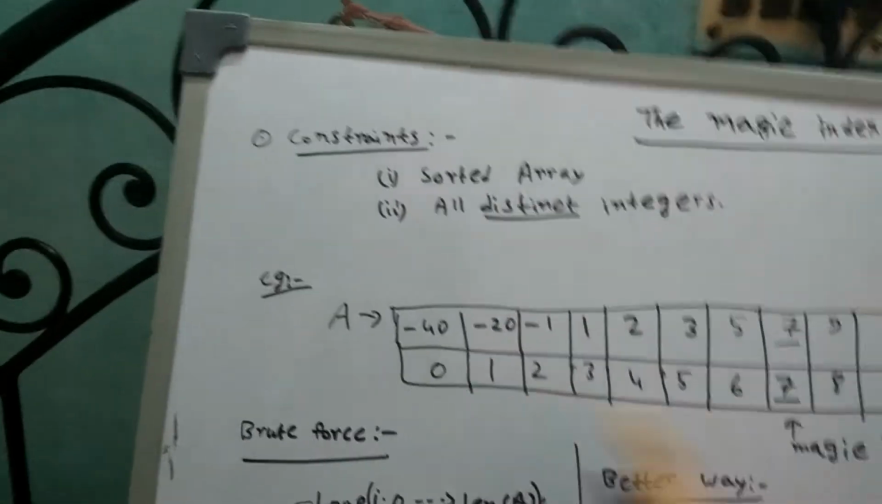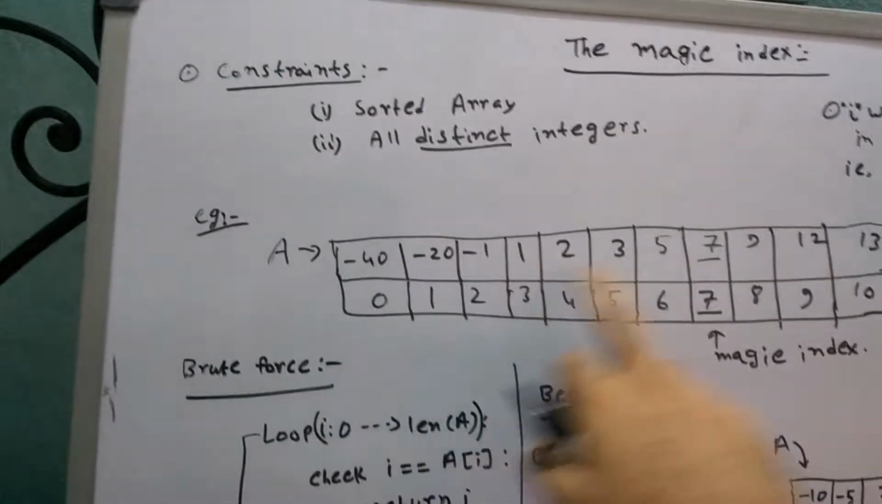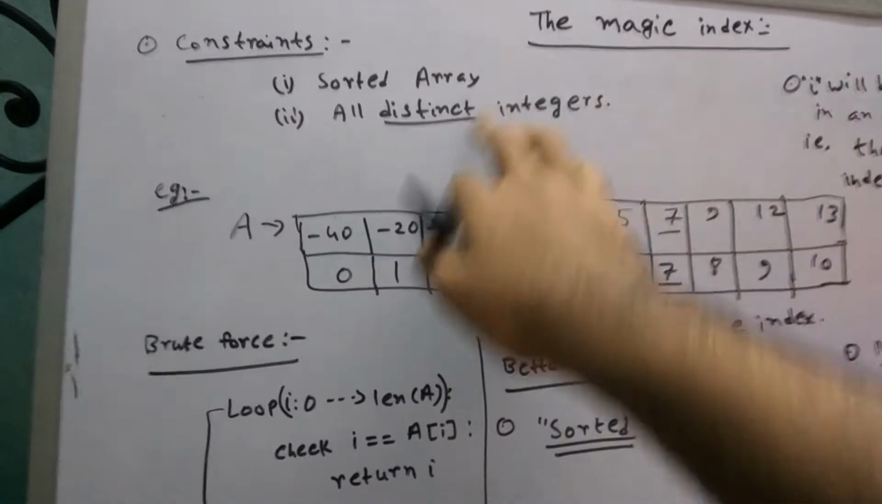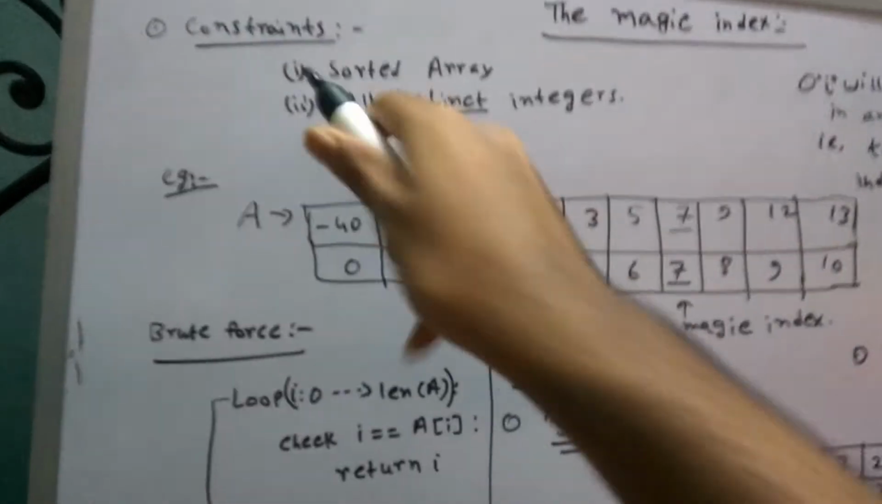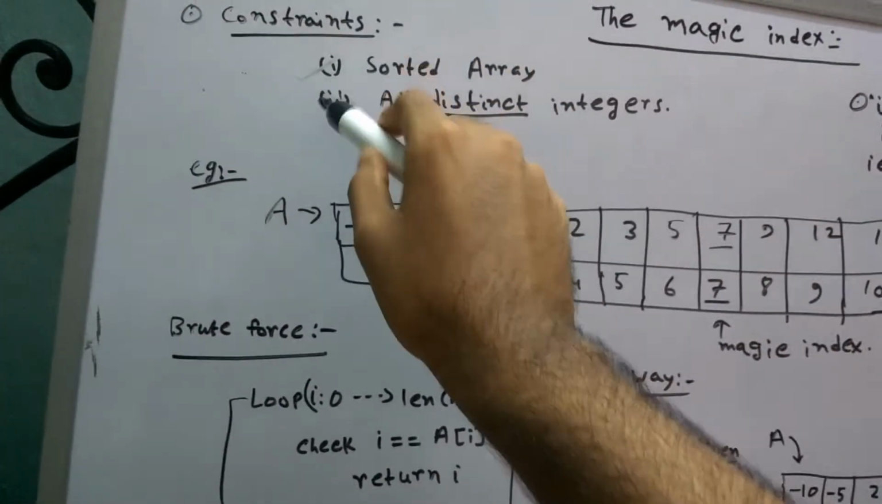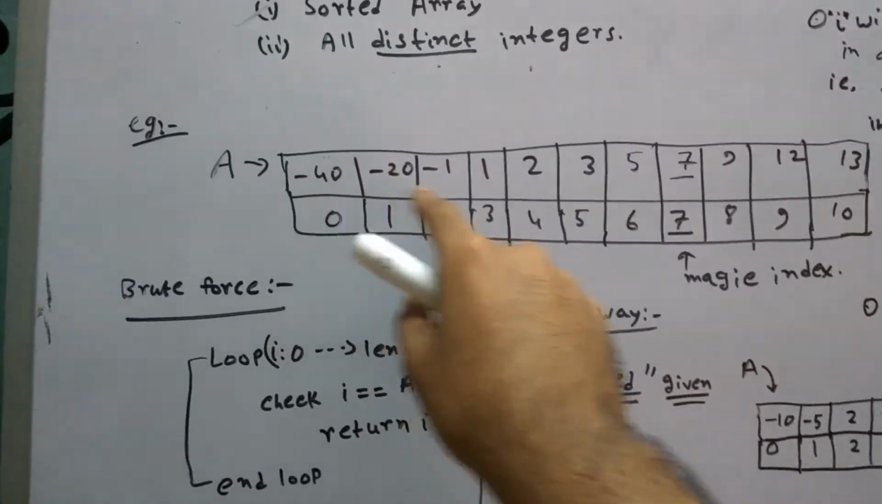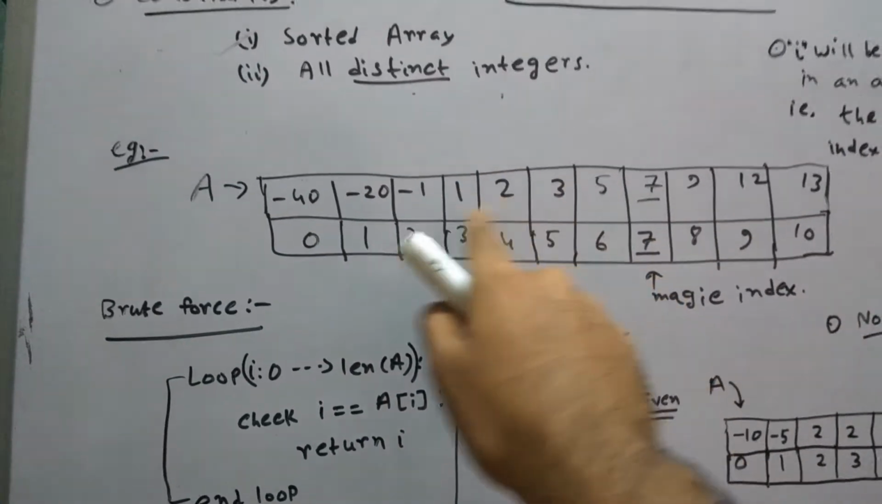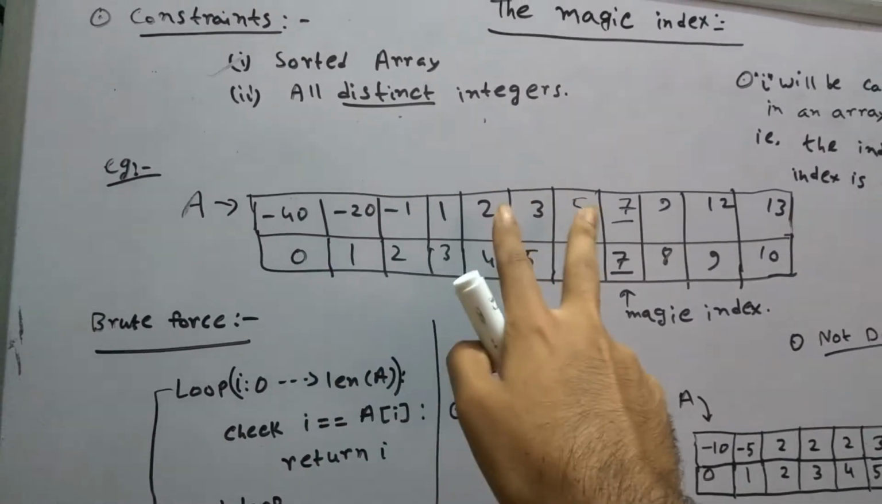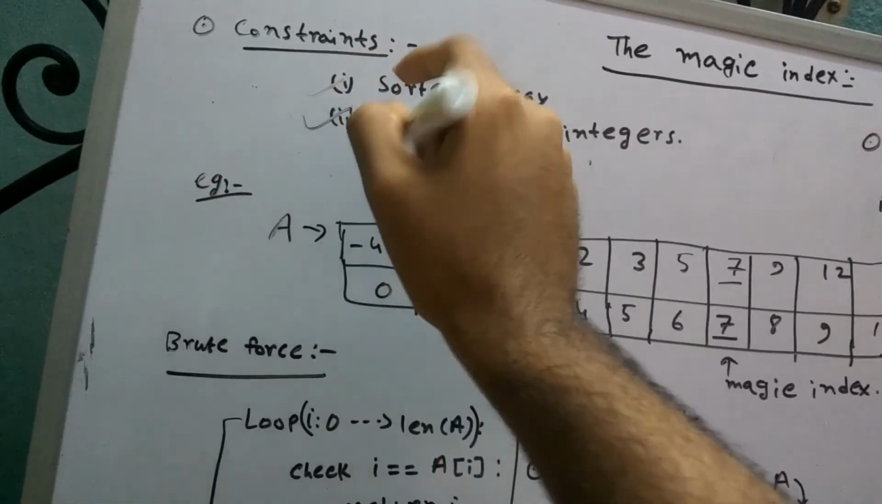The constraints given are: the array should be sorted. So this is number one constraint. The next constraint is all distinct integers. The array should consist of only distinct integers, so that no two integers are the same in this array. This is the second constraint.